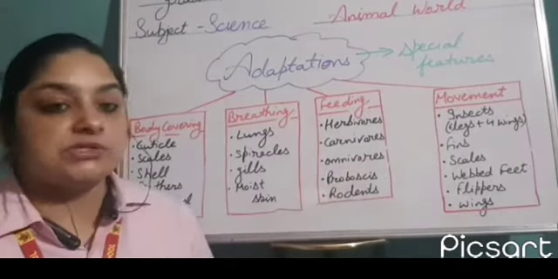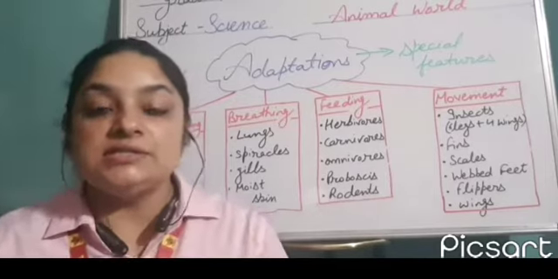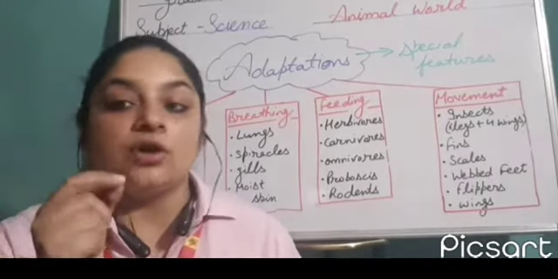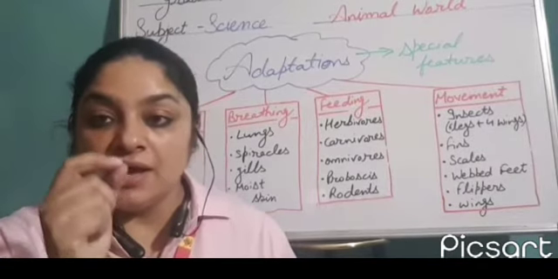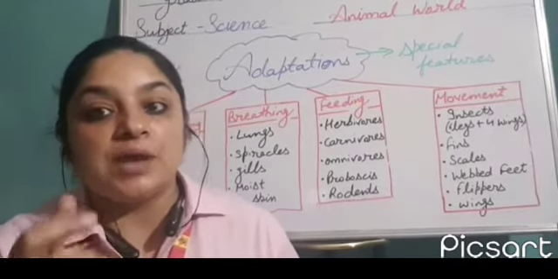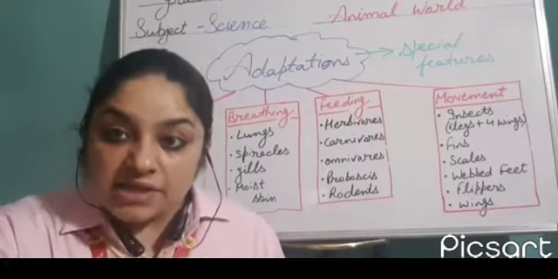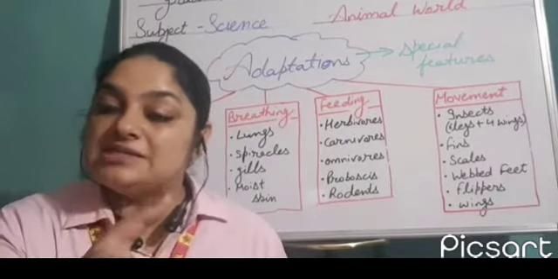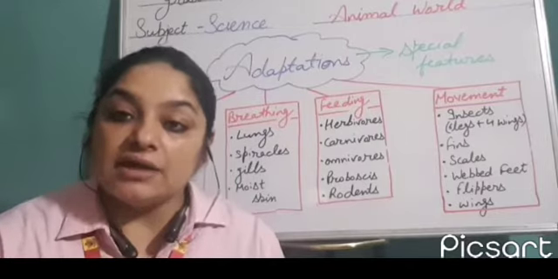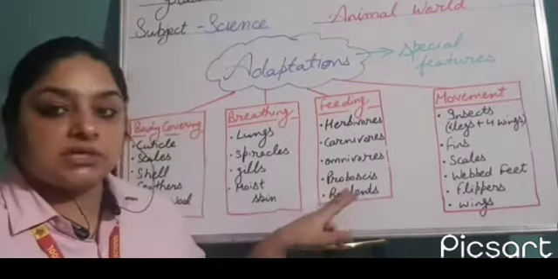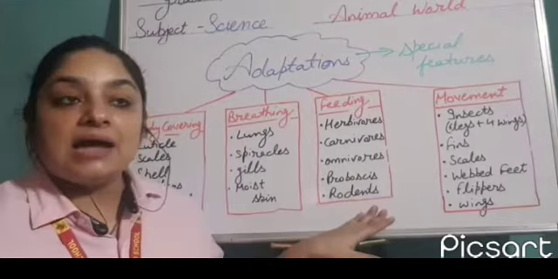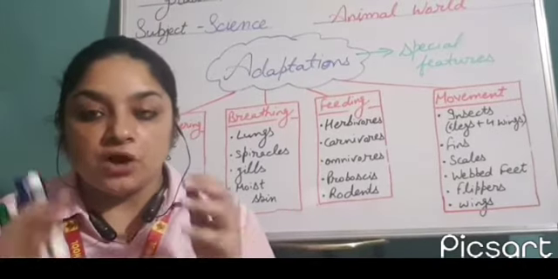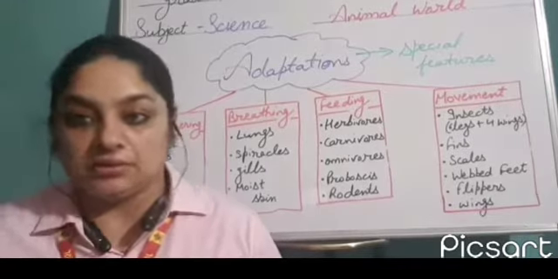Next one is proboscis. Proboscis is in the insect. For example, in the front of the mouth of a butterfly, there is a tube-like structure with the help of which the butterfly sucks the nectar of the flower. That tube-like structure is known as proboscis. Rodents are the animals, for example, rabbits, which gnaw the food. So for this function, they have very sharp teeth.